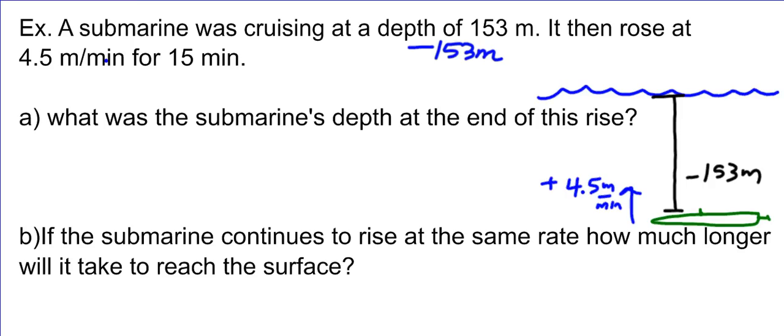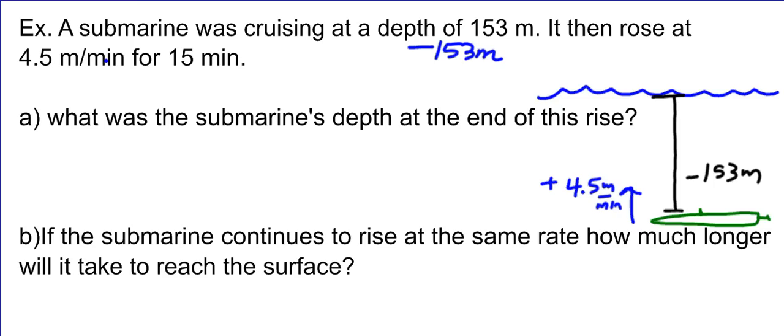Okay, so here's my drawing. You can't tell, but we've got the blue waves of the water, we've got a green submarine, and the submarine is 153 meters below water, so negative 153 meters. And the submarine in blue is going up 4.5 meters per minute. And the question tells us that it does this for 15 minutes. So the first question asks us, what was the submarine's depth at the end of this rise?